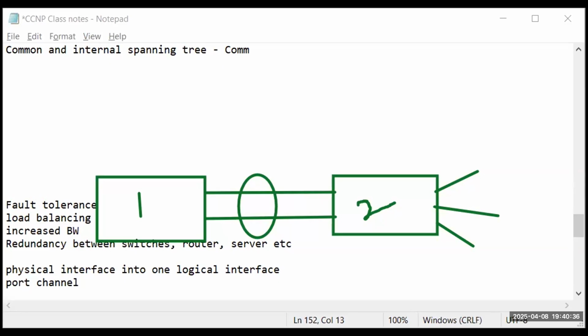EtherChannel can be achieved when one device is having multiple interfaces connecting. One switch is having multiple interfaces connecting to the remote switch. At that time, all the multiple physical interfaces can be clubbed, aggregated to one logical interface. So when one server is having multiple physical interfaces connecting to a remote device, all those physical interfaces can be linked, aggregated, configured as one logical interface. So in this way, these two switches and these two servers should be in the same network.